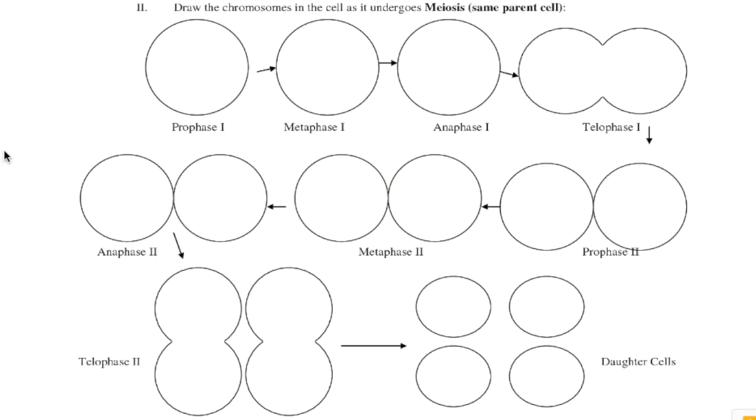Okay, we've seen this before. Now you're going to draw the chromosomes in the cell as it undergoes meiosis. So we're going to start with the parent cell, and guess what? I forgot interphase on this diagram. So you're going to add interphase with a circle. I got that from the shapes up top.